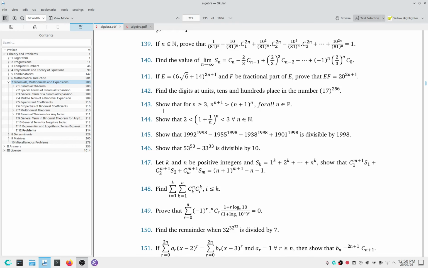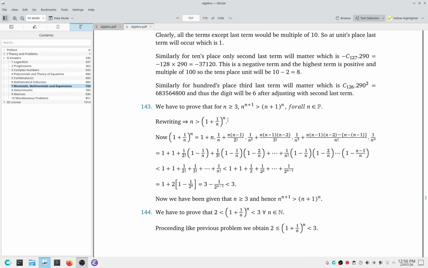Question 143 says that show that for n greater than or equal to 3, n to the power n plus 1 is greater than n plus 1 to the power n for all n in the set of positive integers. A backslash is missing here. It should be the symbol.